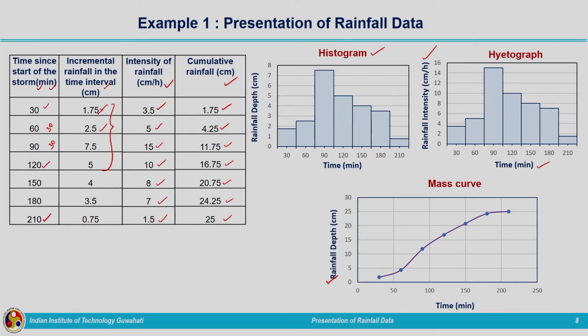In case there is no rainfall for a particular increment, then it will take a horizontal shape, that is, it will be constant. There will not be any rise taking place. It can never be a decreasing curve. So, these are the three ways of representation: temporal representation, histogram, hydrograph and mass curve.